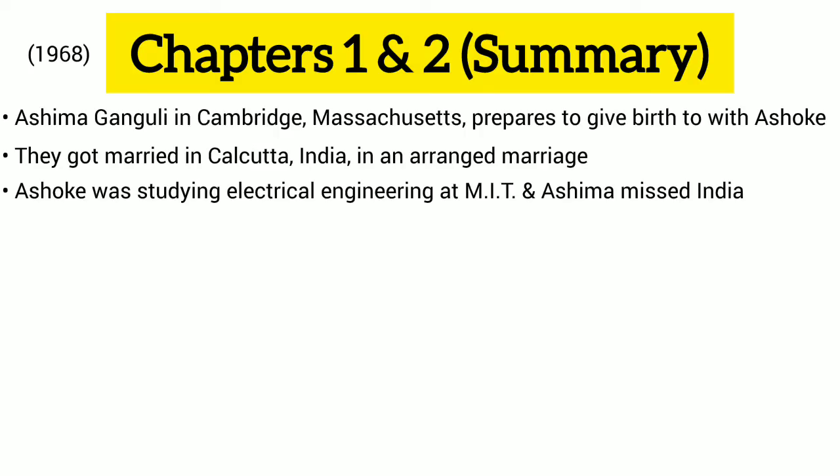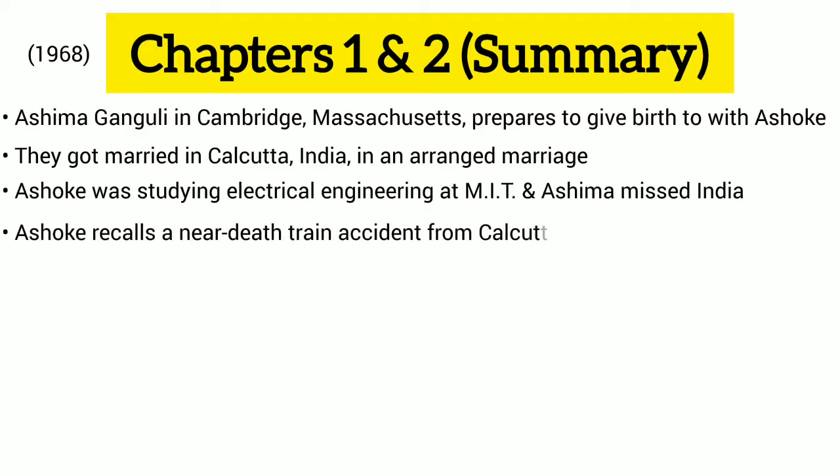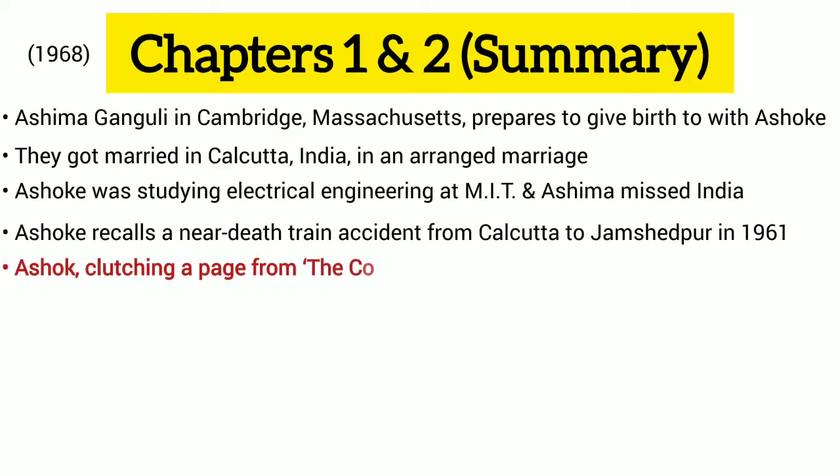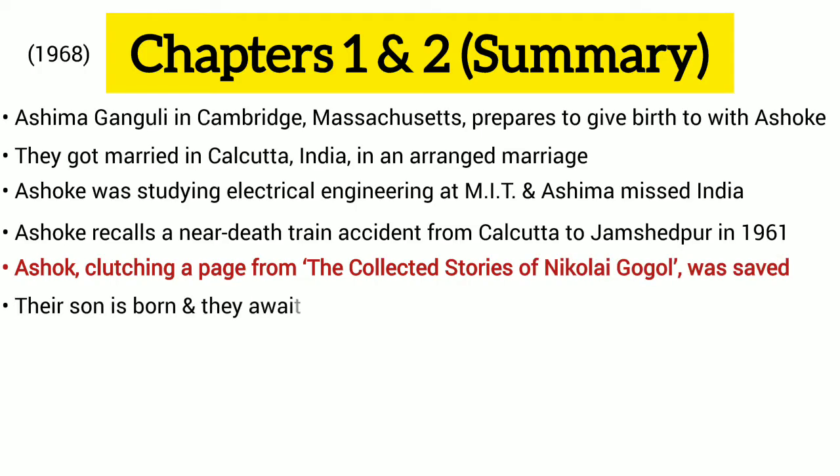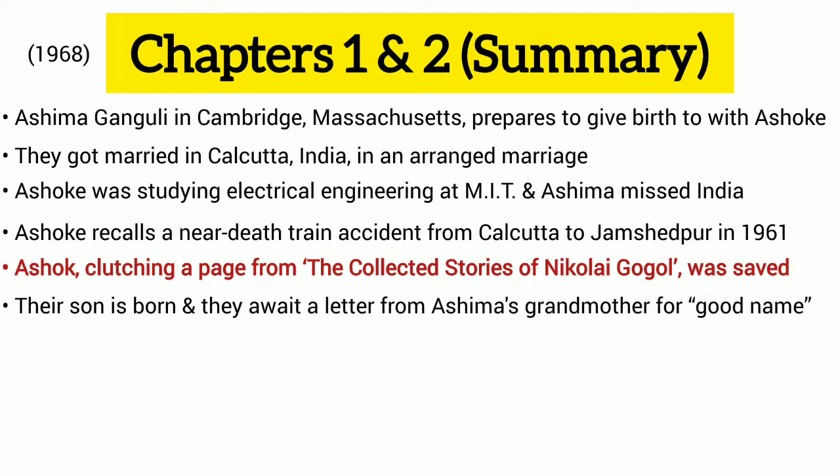Flashing back to 1961, Ashok recalls a near-death experience in a train accident from Calcutta to Jamshedpur when the train's 7 bogies had derailed. Ashok, clutching a blowing page from the collected stories of Nikolai Gogol, was ultimately saved by rescue workers. Their son is born, and they await a letter from Ashima's grandmother for the official or good name, but the letter gets lost in the mail.